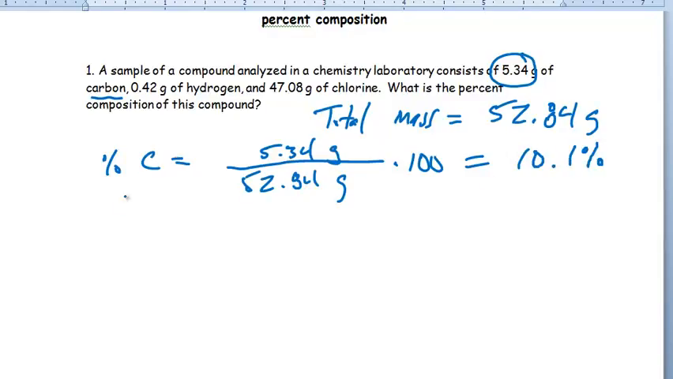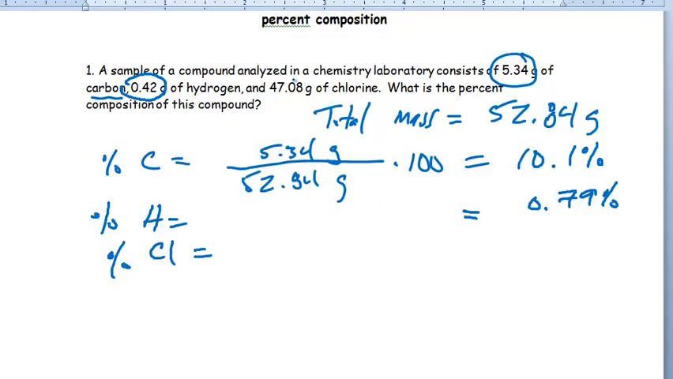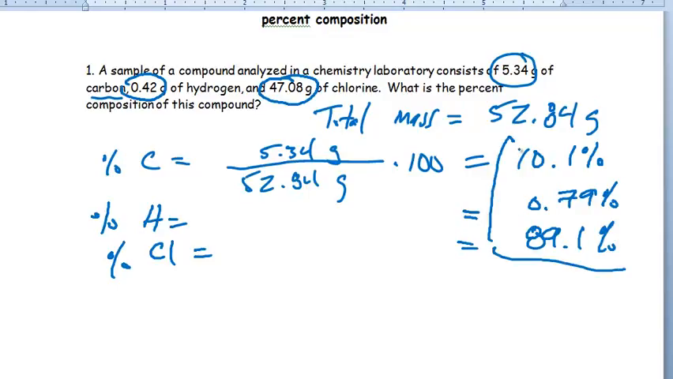10.1%. Likewise for hydrogen. Now I won't do everything out here, but when you take 0.42 and divide by 52.84, multiply by 100, you'll get 0.79%. And percent chlorine, you'll take the 47.08, divide that by 52.84, multiply by 100, and you should get 89.1%. Okay? And then if you add up these, this should come out to be right around 100%.